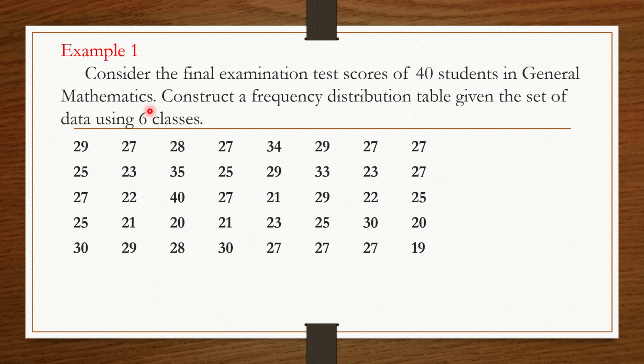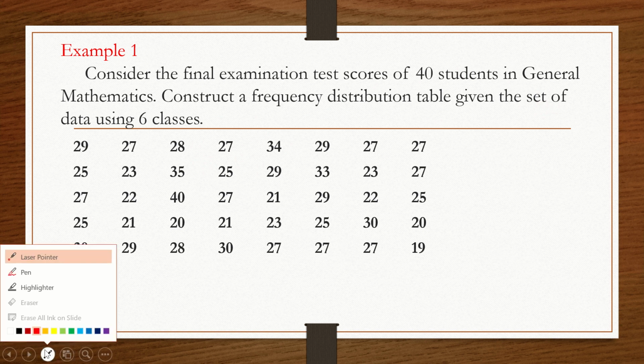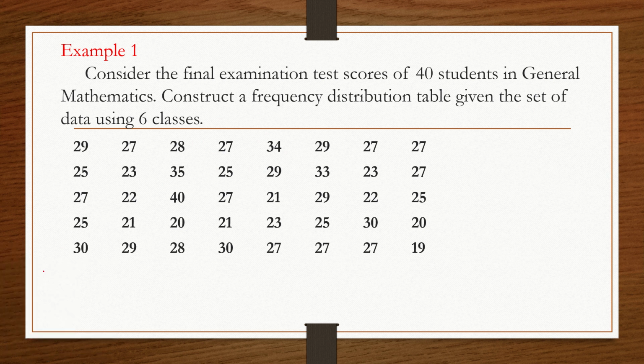Ito po. Consider the final examination scores of 40 students in general mathematics. Construct a frequency distribution table given the set of data using 6 classes. Ayan. Sundin natin yung steps in constructing a frequency distribution table.